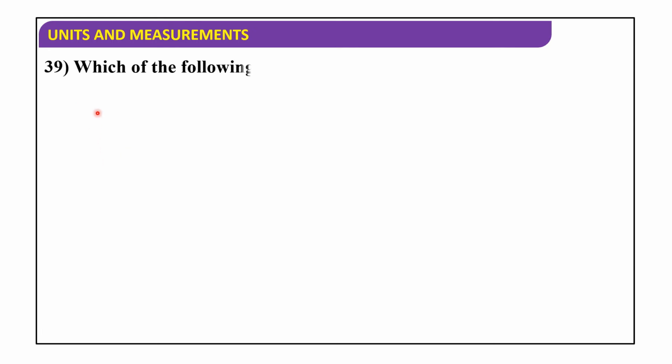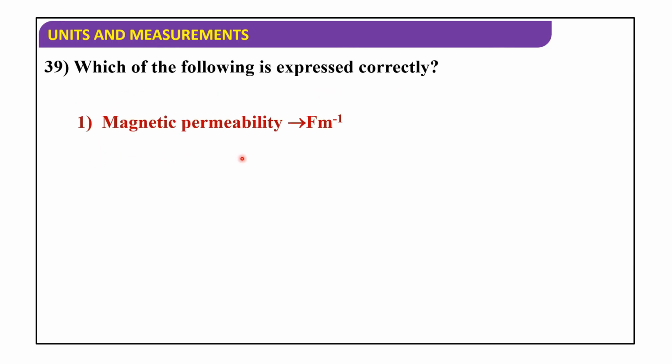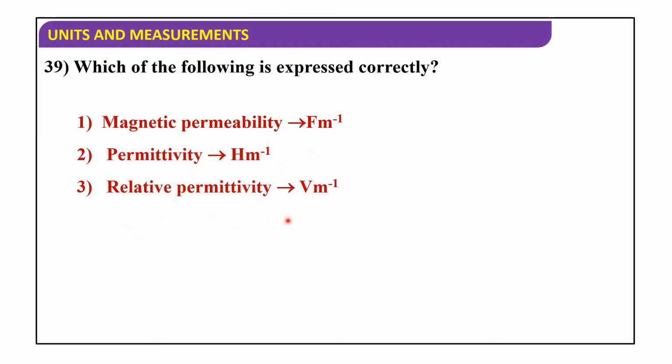Next, which of the following is expressed correctly? Magnetic permeability, permittivity, relative permittivity, intensity of magnetizing field. Here in this, which is expressed correctly? Intensity of magnetizing field, ampere meter inverse.